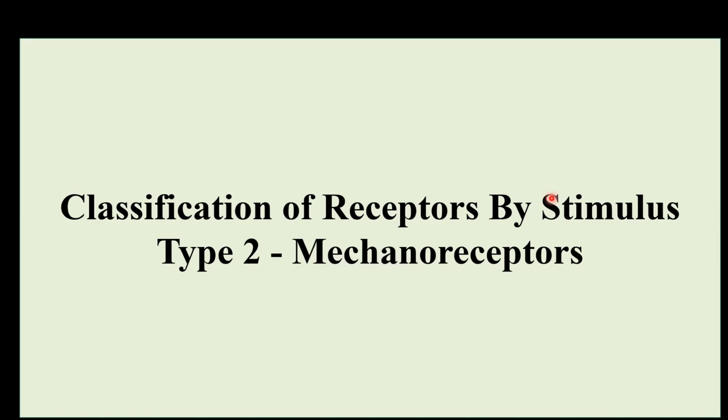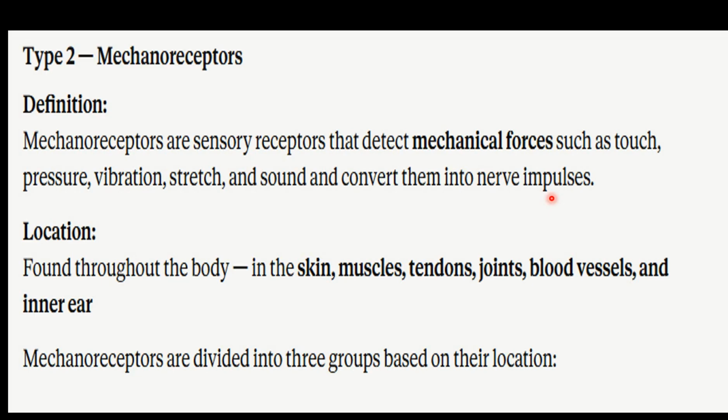Alright, so let's see what are mechanoreceptors. Definition wise, it's very simple and straightforward, because mechanoreceptors are the sensory receptors that detect mechanical forces. As its name suggests, mechano means mechanical forces such as touch, pressure, vibration, stretch and sound, which are then converted into nerve impulses. Clear? So I think the definition is clear. It's a sensory receptor that detects mechanical forces and converts them into nerve impulses.